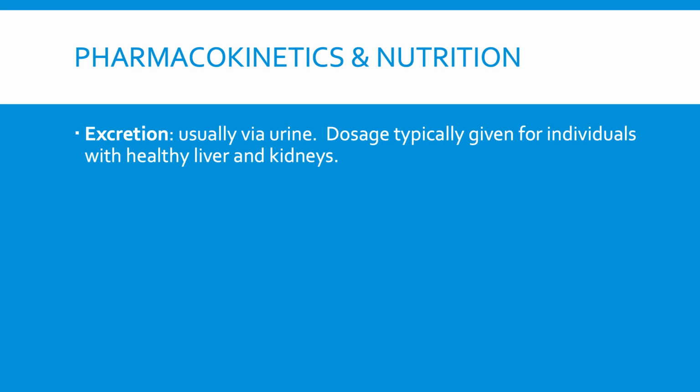And then excretion is part of pharmacokinetics as well. Most drugs leave via the urine, and dosages are typically given for people who have healthy liver and kidneys. And if you don't, then the doses often have to be recalibrated or refigured to make sure that we're not giving people too much or not enough.